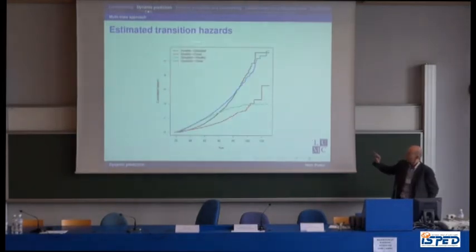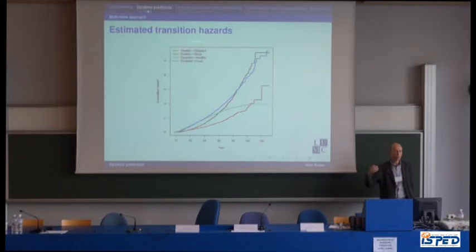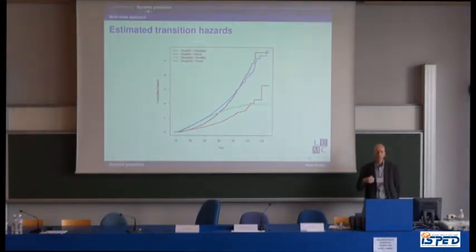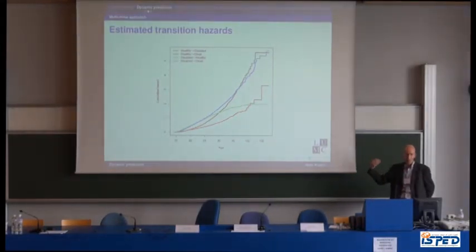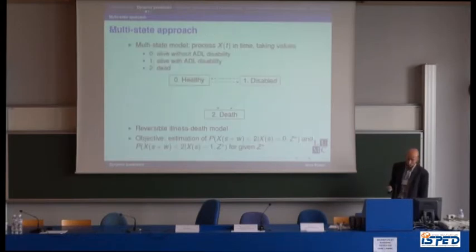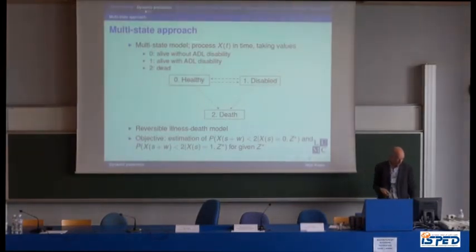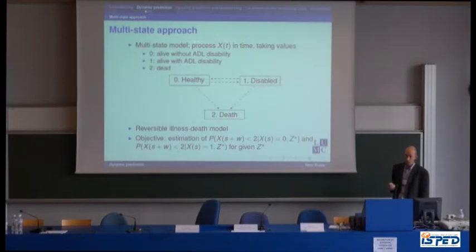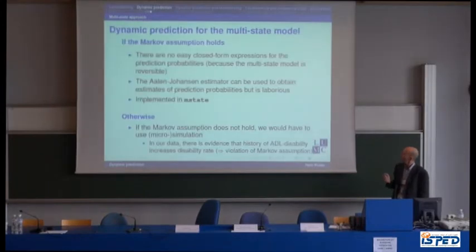Okay, and then what you would do in multi-state models, you would make models for the transition intensities. So we've got 4 transitions, one from healthy to disabled, one back, and 2 transitions to the death state. You would make models for each of these transitions, and after having done that, you could use some calculations to calculate the probabilities that you want. I'm not going into that.